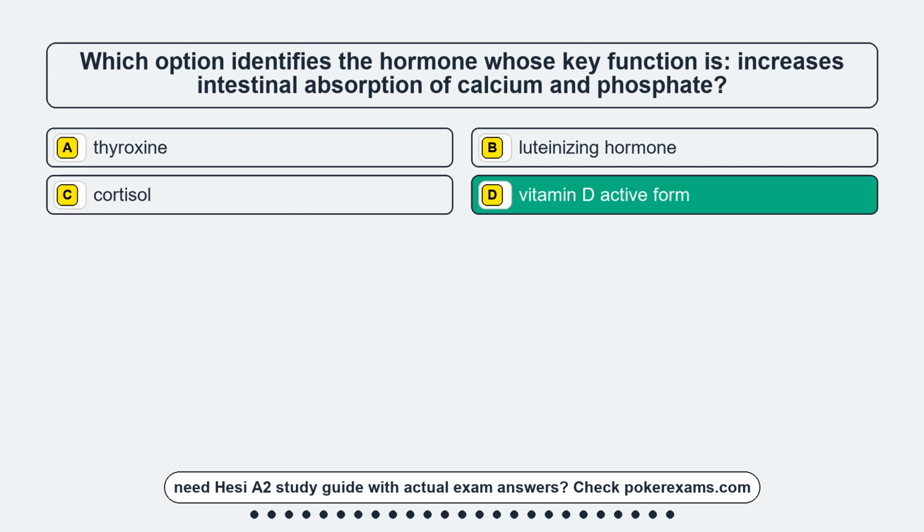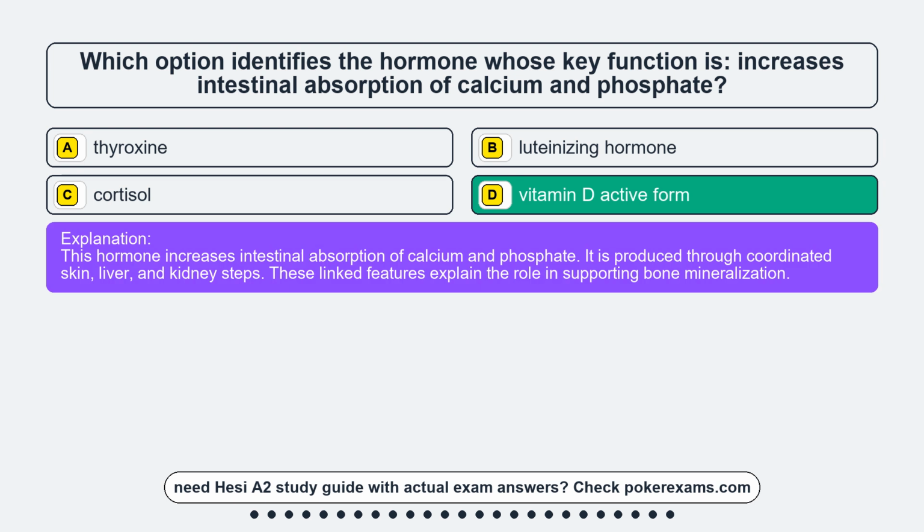The correct answer is option D, vitamin D active form. This hormone increases intestinal absorption of calcium and phosphate. It is produced through coordinated skin, liver, and kidney steps. These linked features explain the role in supporting bone mineralization.